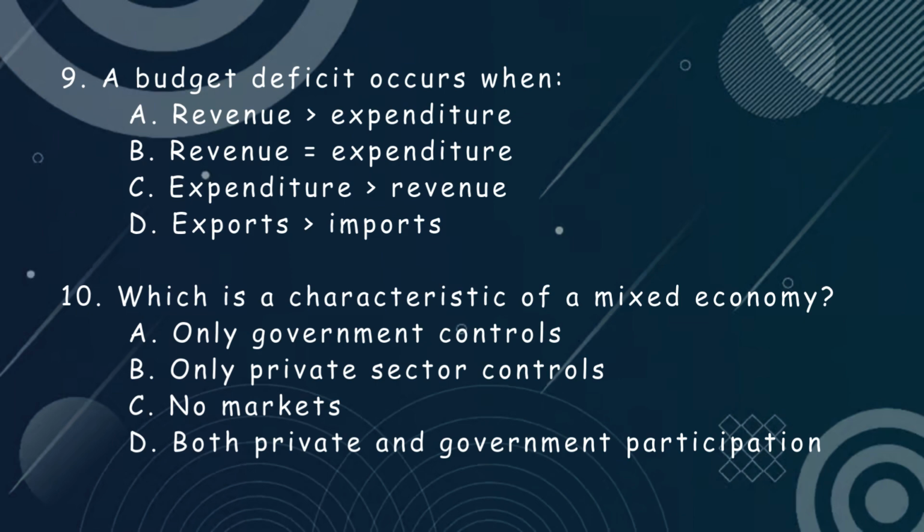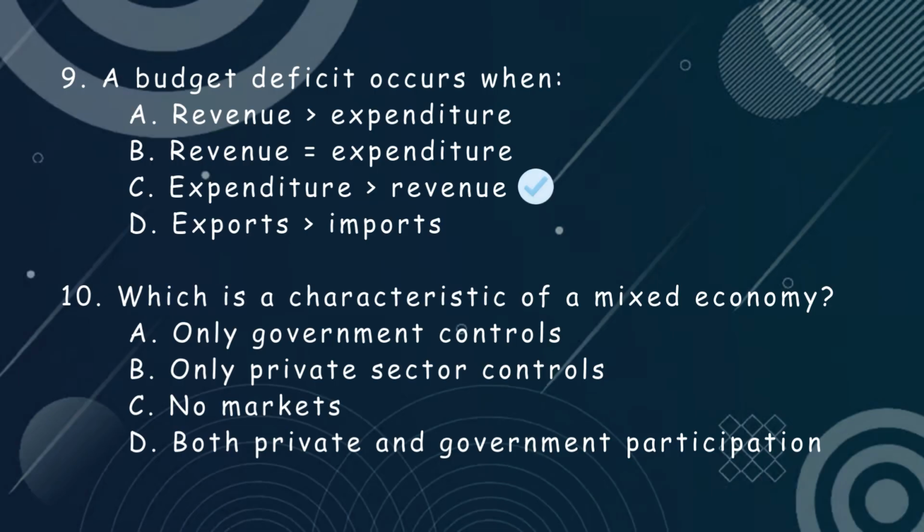Question number 9. A budget deficit occurs when: A. Revenue greater than expenditure. B. Revenue equals expenditure. C. Expenditure greater than revenue. D. Exports greater than imports. Answer: C. Expenditure greater than revenue.